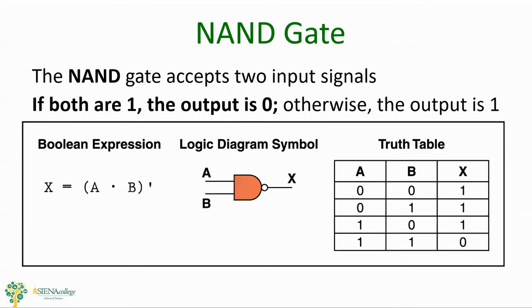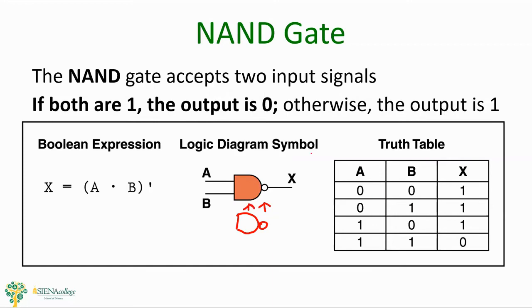The NAND gate. The NAND gate is the opposite output of an AND. If we look at the logic symbol, we see that we have the D shape for the AND, but at the end of it, we've got the NOT circle. The logic diagram for a NAND is a NOT and an AND.